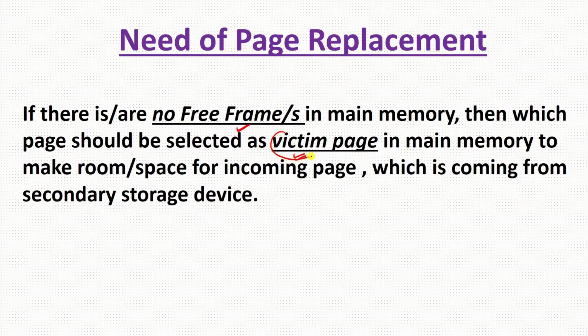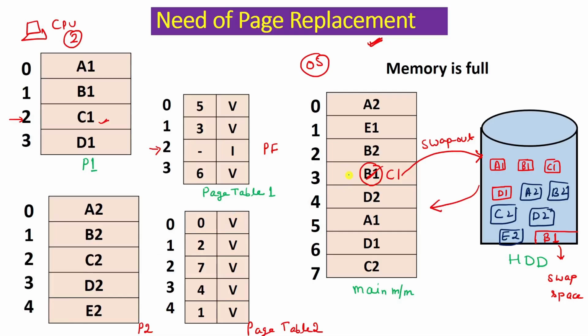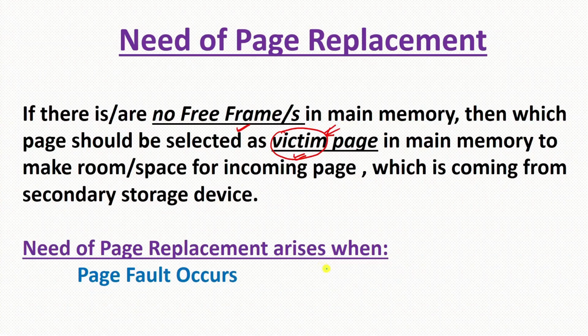That page will be called the victim page, and we have to replace this page with a new page which we are bringing back from the secondary storage device. So in our example, B1 was selected as the victim page and kept inside the swap space for the time period, and then C1 was given frame number 3, which was made free by replacing B1. So finally we understood what page replacement is and why we need it.